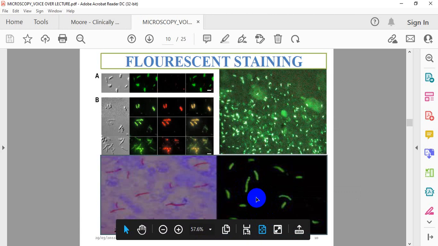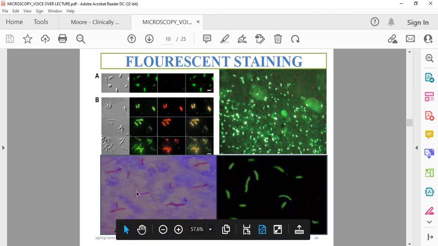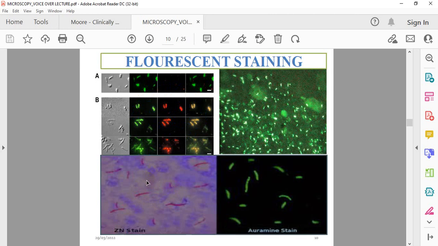That is now the gold standard for TB staining. We have other examples here of fluorescent microscopy, but this is not TB. Then this one is the Ziehl-Neelsen staining, that we call the acid fast staining. That is the old method.